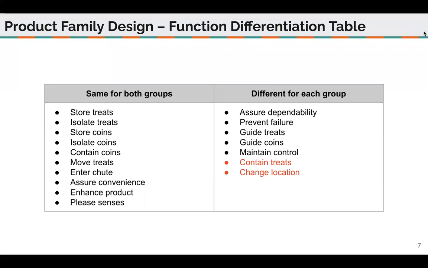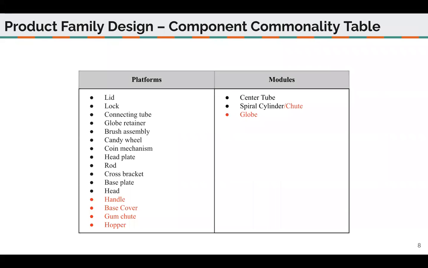For our product family design, taking into account the different customers, our function differentiation table shows the differentiations of our functions, including contain treats and change location, as well as in our components, changing based on the customers, which include the globe, spiral cylinder, and the center tube.